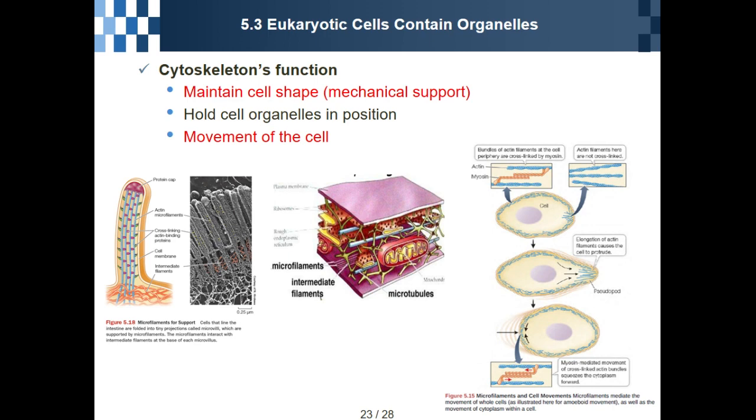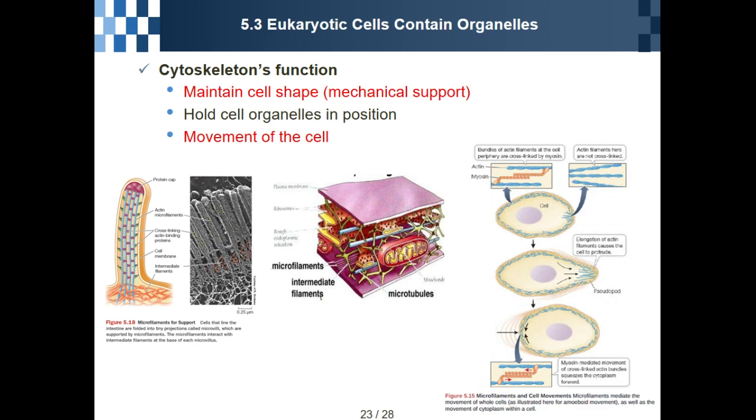For example, in Korean, when constructing a building, there is rebar and cement, like rebar. They maintain cell shape, so they provide mechanical support. Without this mechanical support, the cell will not keep its shape like this.